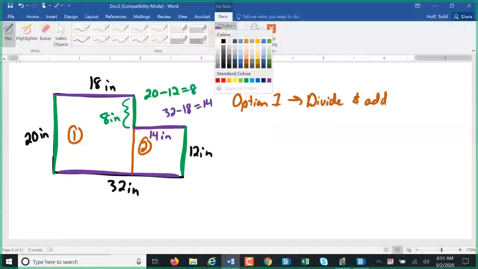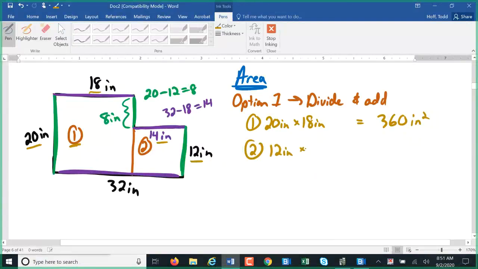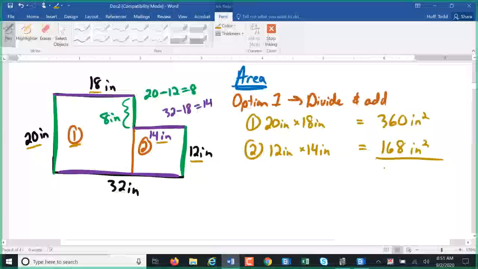Now I can find those areas. Area 1 here is a big rectangle, 20 by 18 or 18 by 20. 20 inches by 18 inches, which is 360 inches squared. Shape 2 is 12 by 14 or 14 by 12, however you want to put it, or 168 inches squared, which adds up to 528 inches squared is the total area of that shape.